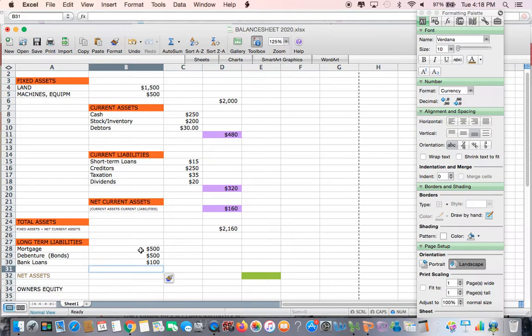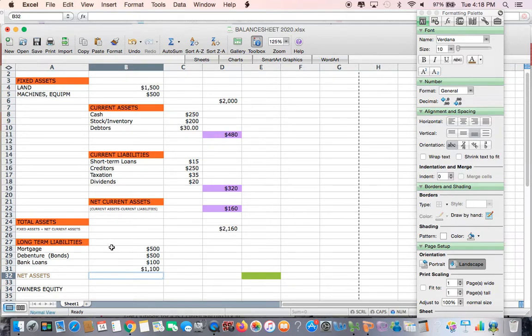So your total long-term liabilities are $1,100. So remember the liabilities, this here, this is one of the ways that we're going to pay for all of that stuff that's going on up there.